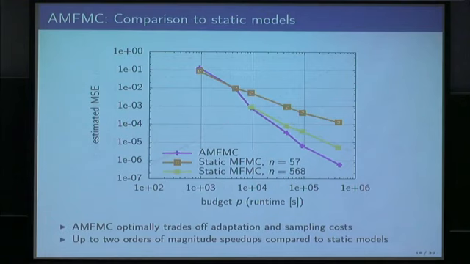Okay, so how does this adaptive approach now compare to an approach where the models are fixed, where they are static? And this is shown here. This is again the budget versus the mean squared error. The orange curve corresponds to static control variables where we have a Gaussian process model with n = 57, from 57 high fidelity model evaluations.